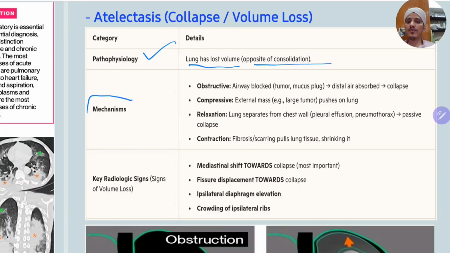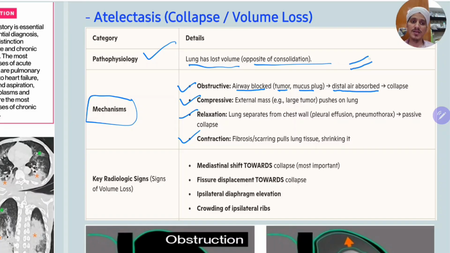So there are four types of collapse, four mechanisms. It can be obstructive, it can be compressive, it can be relaxation, or it can be due to contraction. Obstructive is because of airway blockage by tumor cells or some mucus plug, for example in asthma patients or COPD patients, or pneumonia patients also. So distal air is absorbed now.